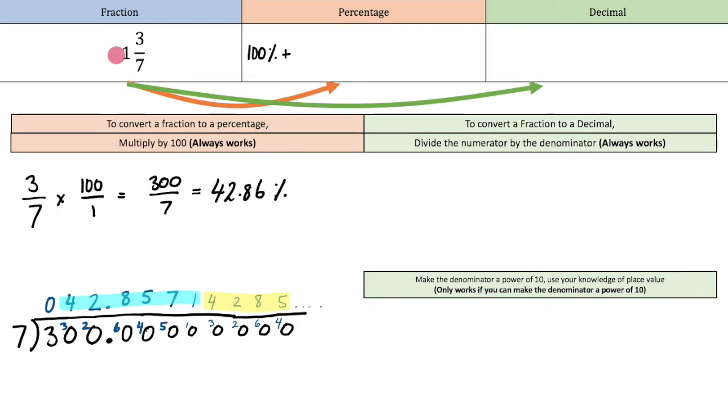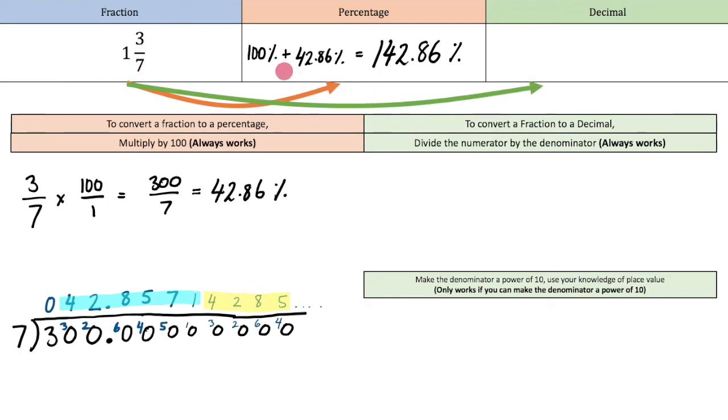Now, I'm going to have to add that to my 1, so 100% here, plus 42.86%. So if I add these together, I'm going to end up with 142.86%. That is what it's going to be. Perfect.